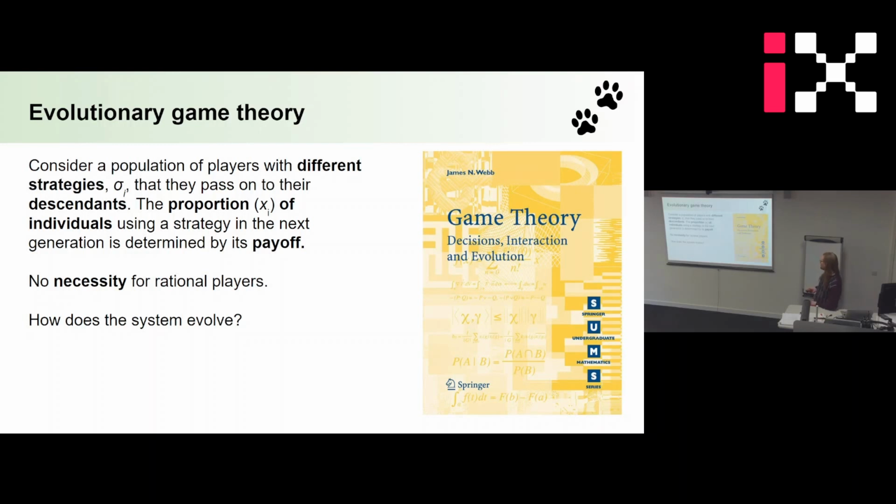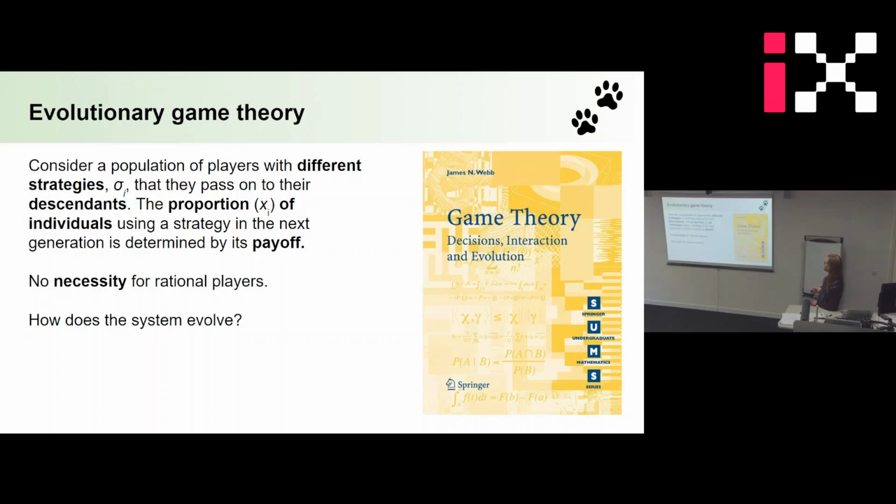And other than the fact that I said the word strategy, there's nothing that makes this look like game theory, right? We don't need any rational player. Nobody is thinking about what animals should do. So now we don't even need a rational player anymore, but we're going to find out that there are parallels if we take a look at this.